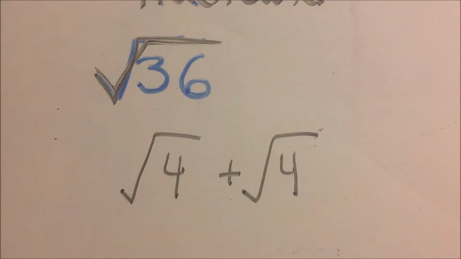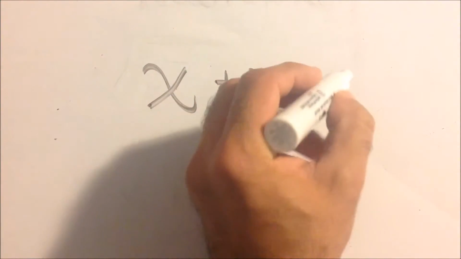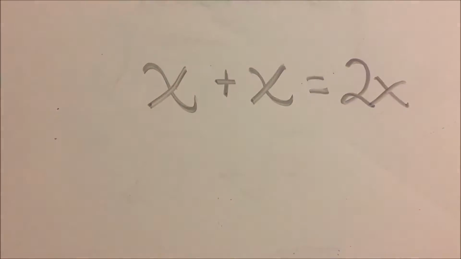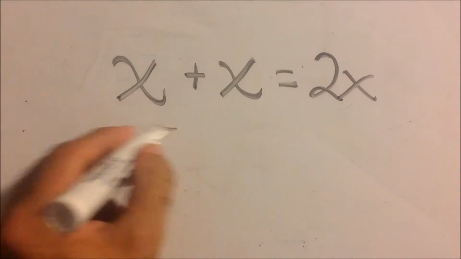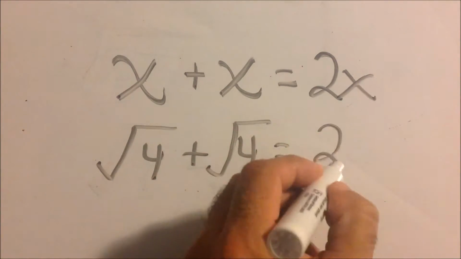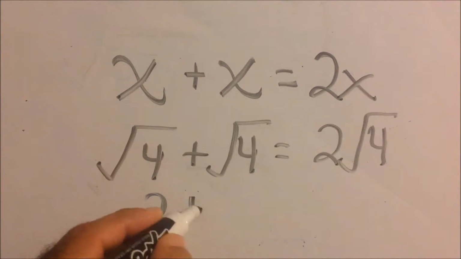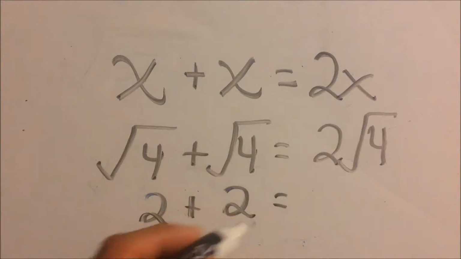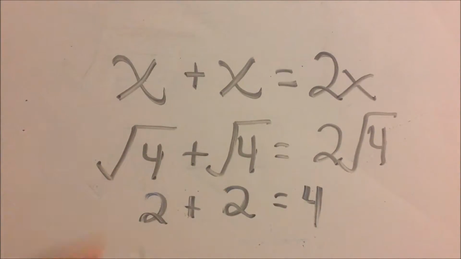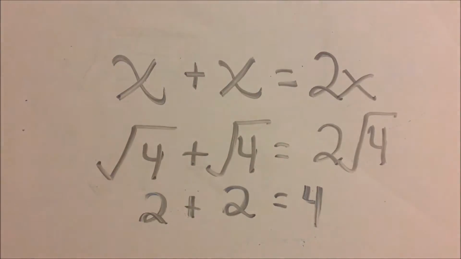Think of it like variables. When we had variables, let's say we had an x plus an x, we know that's 2x. It's the same with radicals. So if we had the square root of 4 plus the square root of 4, we know that's 2 square root of 4. And we can prove it. The square root of 4 is 2, plus the square root of 4 is 2, so the answer should be 4. Again, the square root of 4 is 2, and 2 times 2 is 4.